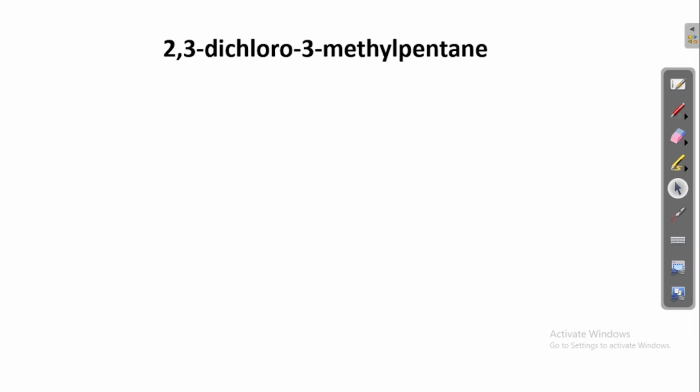2,3-dichloro-3-methyl-pentane. That is the next one. So now how do you do this one here? It's very easy. First, when you talk about 2,3-dichloro, this is a substituent: 2-chloro. Here we have 1 methyl. Pentane is the parent chain, or the parent name, right?